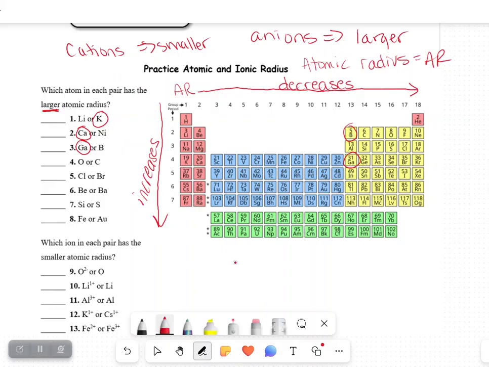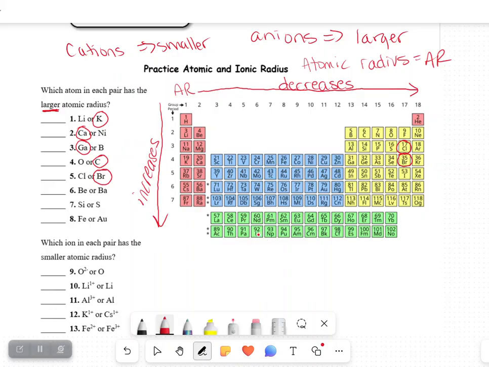And then we have oxygen versus carbon. So oxygen, and then carbon is also in period 2. So we know that carbon is going to be larger. Chlorine versus bromine. So we have chlorine here versus bromine, which is 1 period down. As we go down the periodic table, we get larger, so bromine is going to have the larger radius.